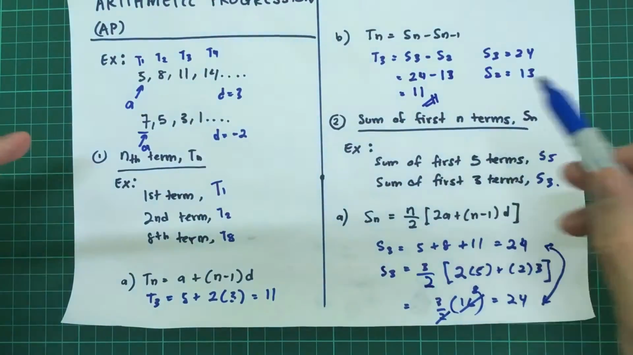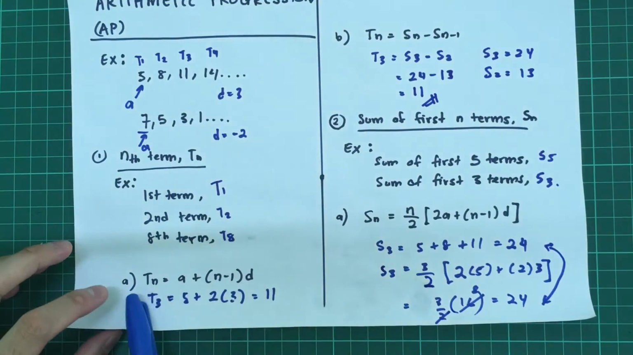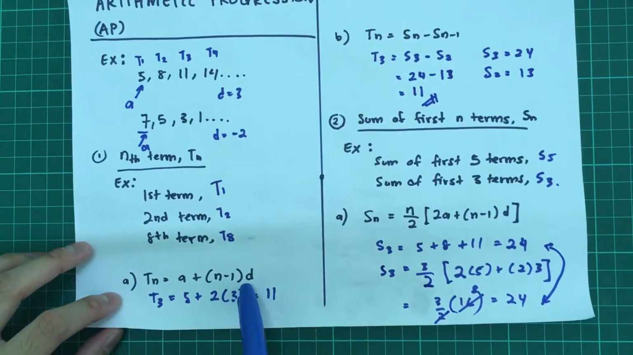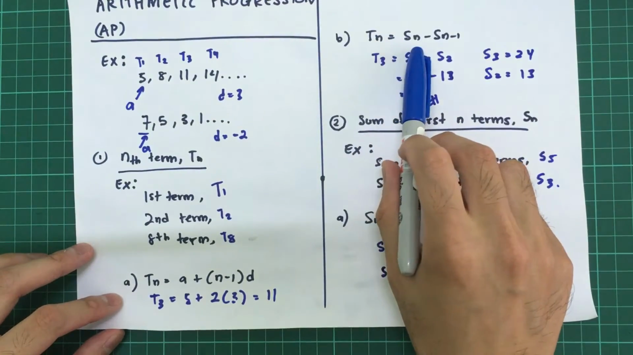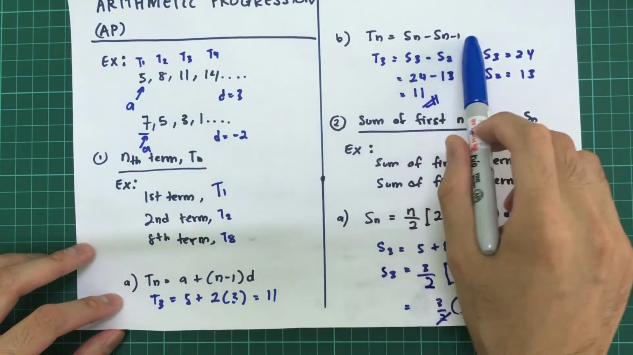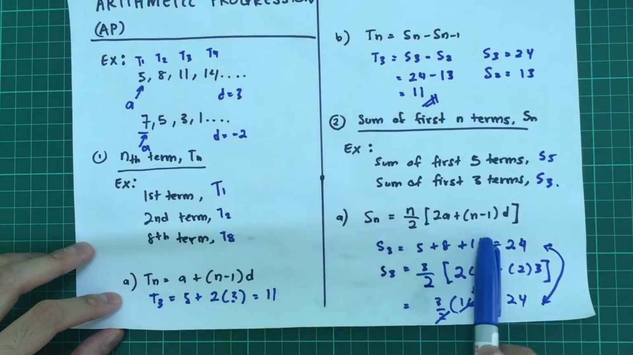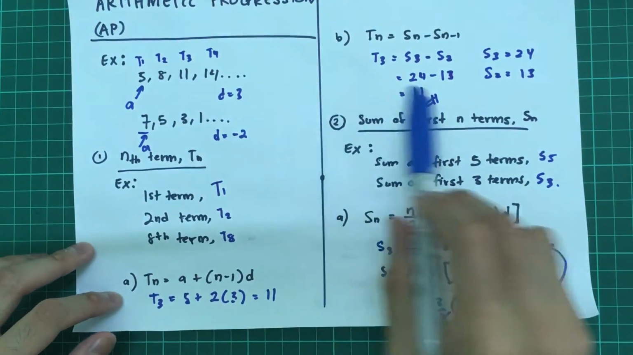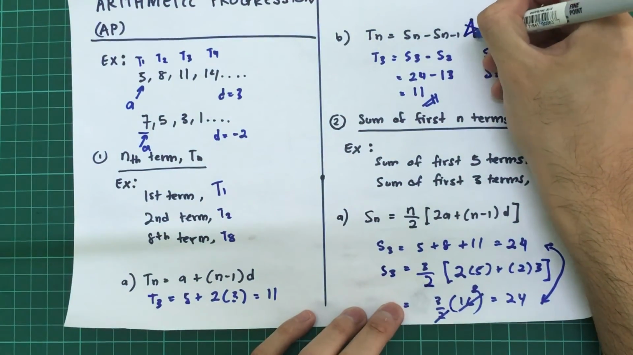Right. So just have a recap. There are three formulas that we've learned so far. A, Tn equals a plus (n minus 1)d. B, Tn, the n term, equals to sum of first n terms minus sum of first n minus 1 terms. And C is the formula of sum of first n terms. So between all of these, please memorize these formulas because they will not be given in the exam.